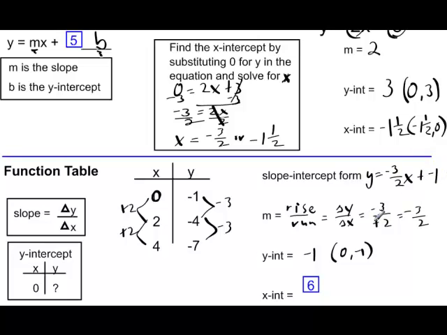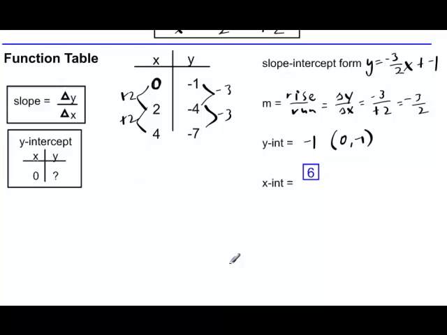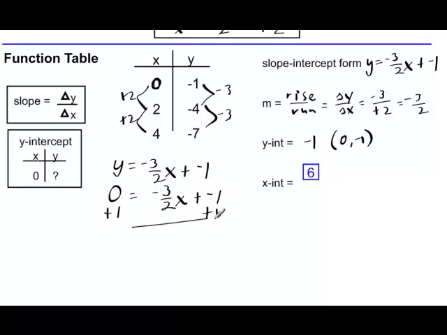So now I have my equation, which now allows me to find the x-intercept by following what we did up here, substituting 0 for y, and then solving for x. So, our equation is y equals negative 3 halves x plus negative 1. So let's substitute 0 for y and solve it. I have to get rid of the negative 1 by doing a positive 1 on both sides. That cancels. So 1 equals negative 3/2 x. We know from previous learning that when I have a fraction in front of a variable, I multiply by the reciprocal. So that means I flip it. Remember to keep it negative. I do the same thing on both sides.